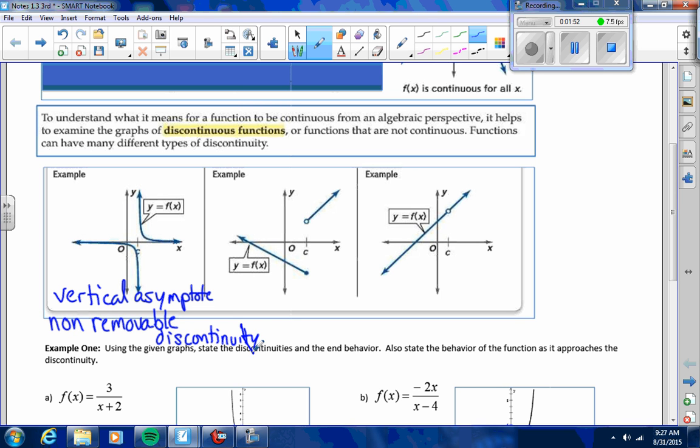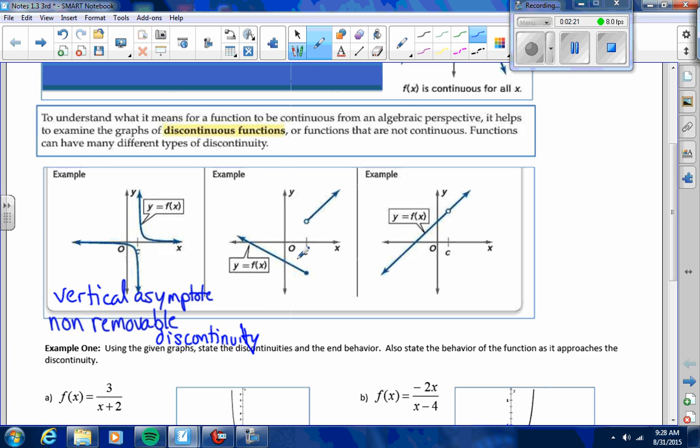We call that a non-removable discontinuity. Let's look at the middle graph. Is it continuous everywhere? No. Does it have any kind of break in the graph? Yes. Major break at this location where x equals c, some random point c. Major break in the graph. In this case, it's just a jump. It's not a vertical asymptote.